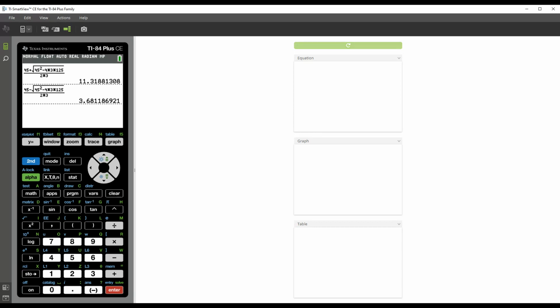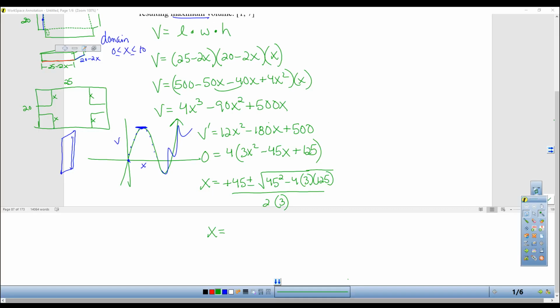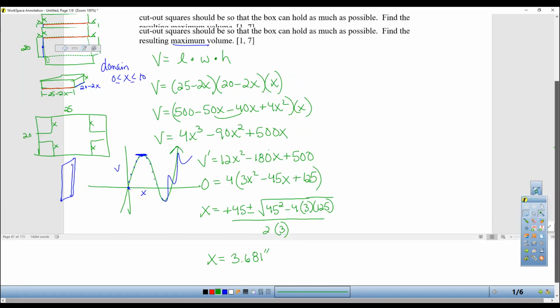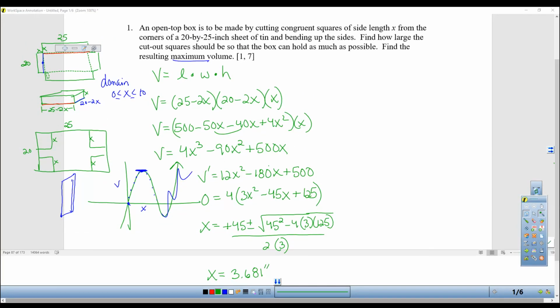Now, of these 2 answers, remember that 11.318 is outside of our domain. We can't cut more than 10 out of this box. So the actual answer is going to be 3.681. So I got 3.681 inches. I do always have to go back and read the question and see what they were looking for.